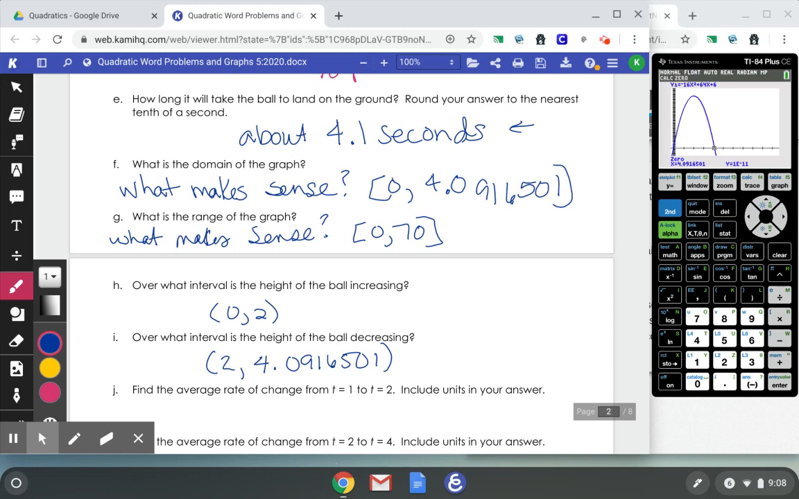Find the average rate of change from 1 second to 2 seconds. Include units in your answer.